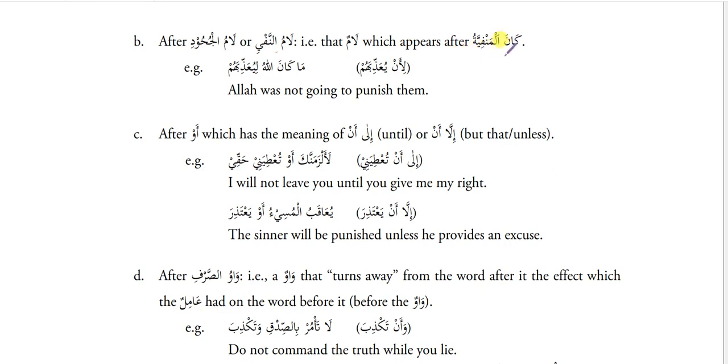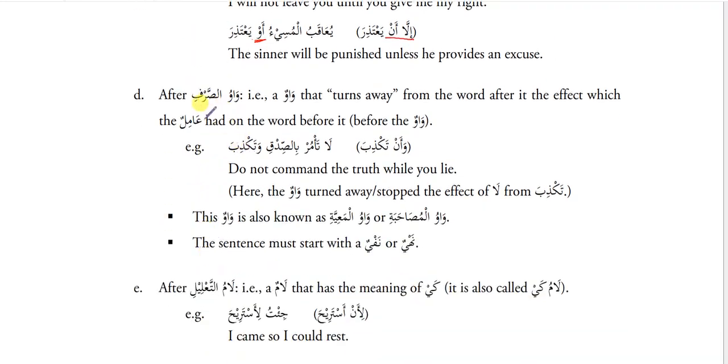Lam which appears after kana al-manfiya, like ma kana Allahu liyu'azzibahum, Allah was not going to punish them. After au, which has the meaning of an, ila, until, illa an, but and that unless, like la alzamannaka au tu'tiyani haqqi, la alzamannaka au tu'tiyani haqqi. So here after au, ila an is hidden. Yu'aqabul musi'u au ya'tazira. So after au, actually illa an is hidden here.